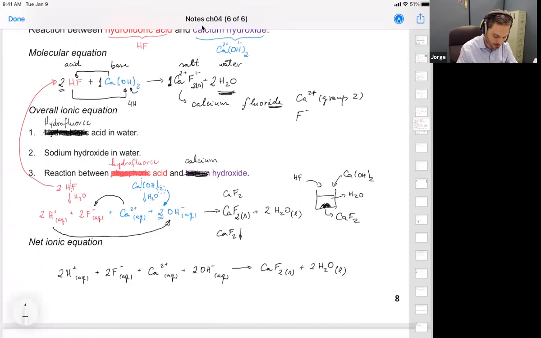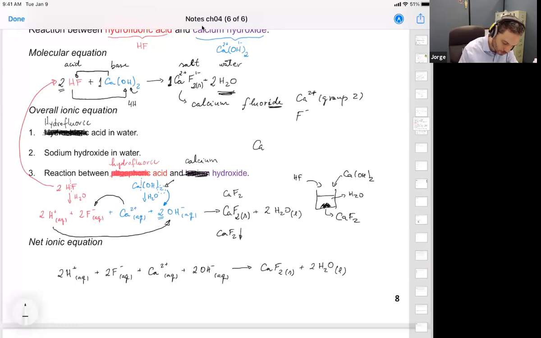And here the same thing for calcium hydroxide. So attention now that we have 2 hydroxyl ions. Therefore, when we dissolve this compound in water, we have to produce 2 hydroxide ions, and then calcium 2+.